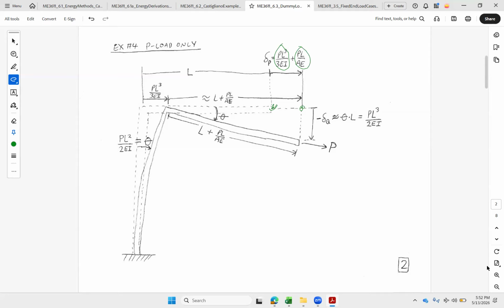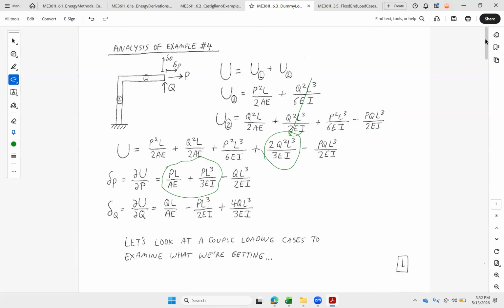Right. We know arc length is angle times length, angle times radius, right? So we're going to say that for a small rotation, this is just about a straight line, and it's the displacement. Theta times L. Here's theta, PL squared over 2EI. We times L, PL cubed over 2EI. And sure enough, the only P term in the vertical is PL cubed over 2EI. Oh, and it has a minus sign.